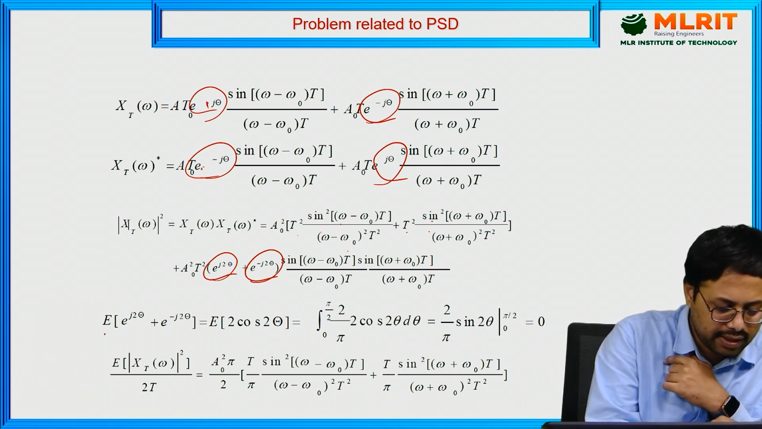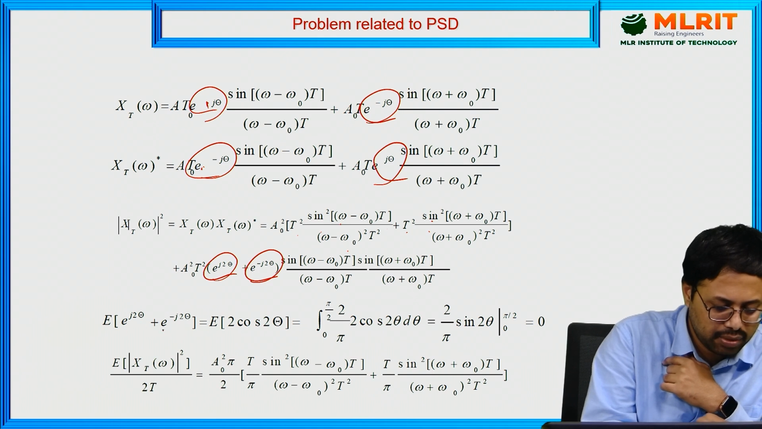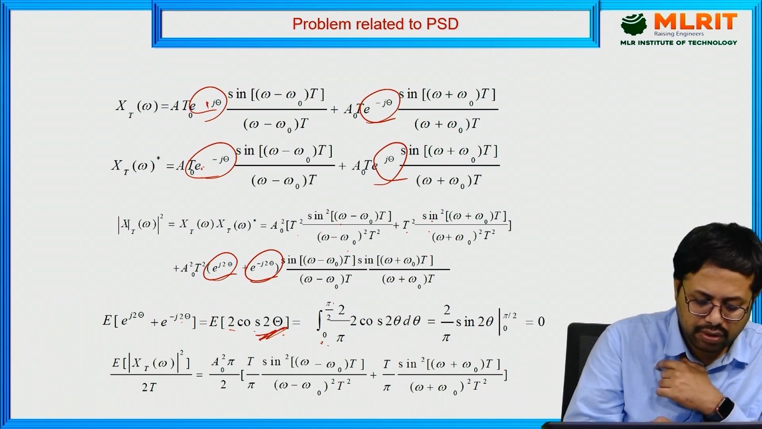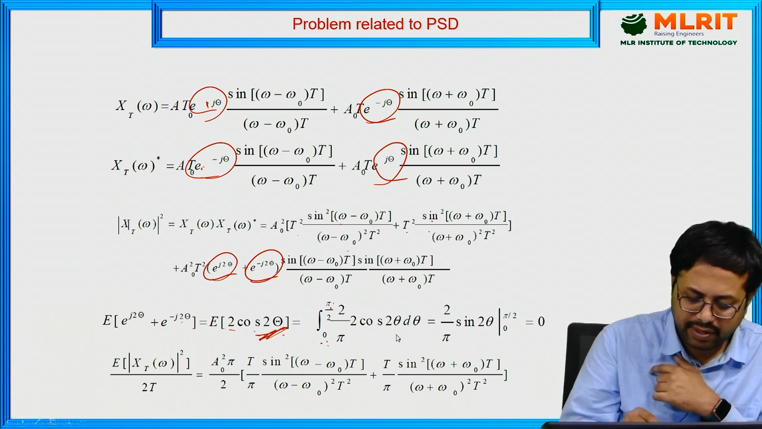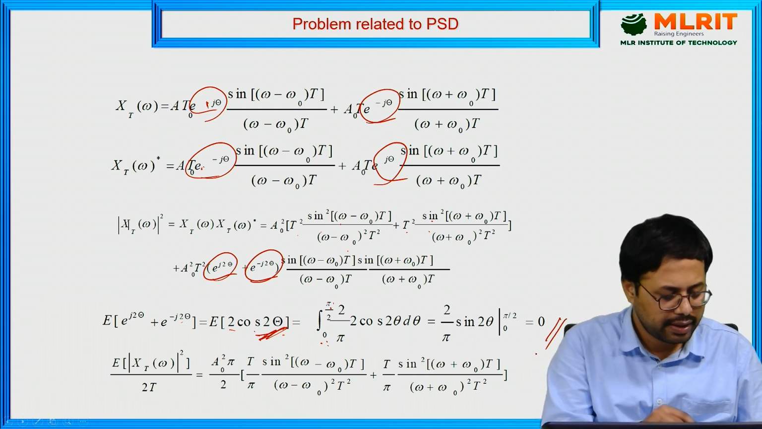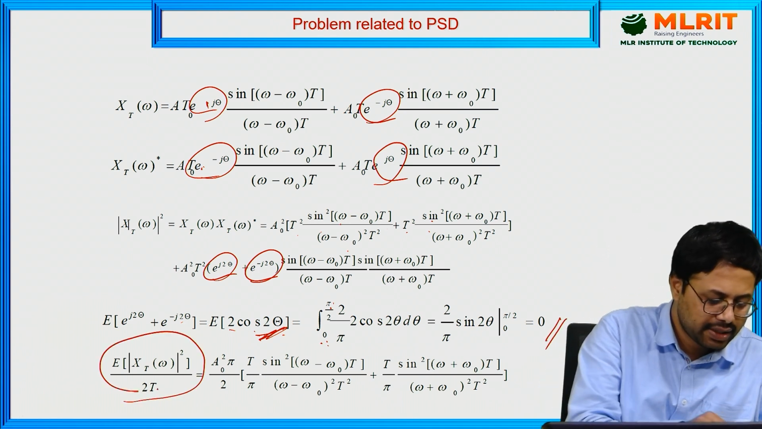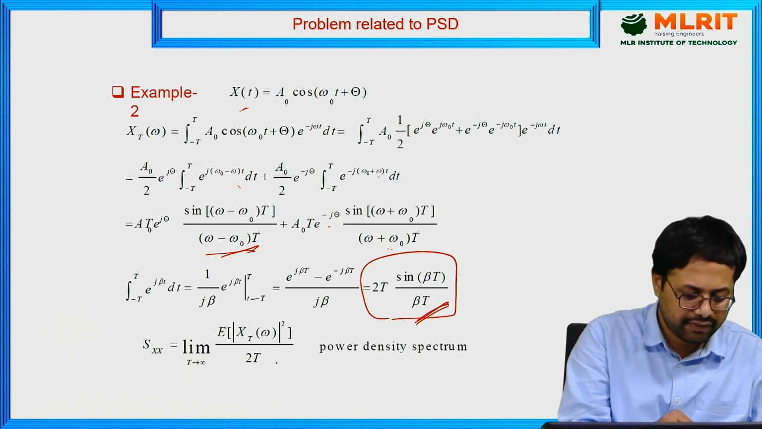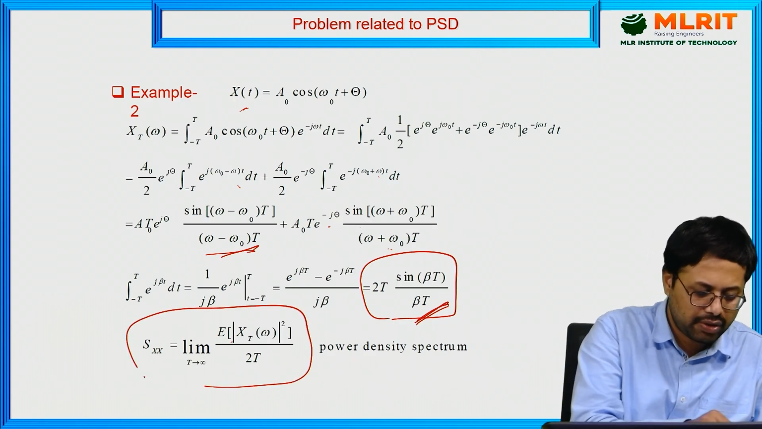Next, the expectation of e power j2 theta minus e power minus 2j theta, multiplied and divided by 2, gives 2 cos 2 theta. With theta uniform over 0 to 2 pi, applying the interval gives the resultant 0. Then what we required is the expectation of magnitude squared of X T of omega divided by 2T, because this is the definition of power spectral density.